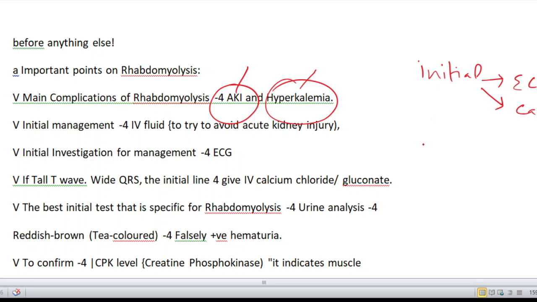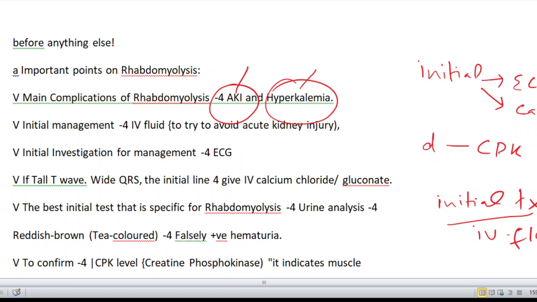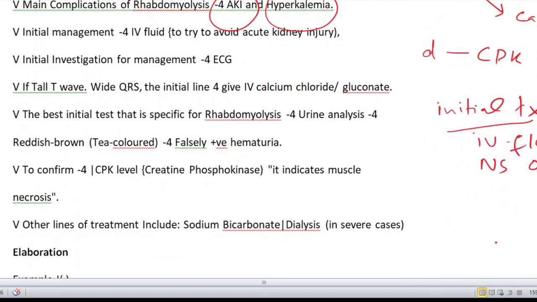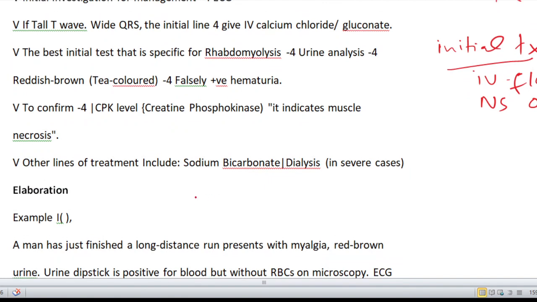If they ask for the definitive diagnostic test, then your answer should be CPK. If they ask for the initial treatment, then this should be IV fluids. IV fluids should be normal saline, 0.9%, not Hartmann's, because that contains potassium. So potassium is contraindicated in this condition.